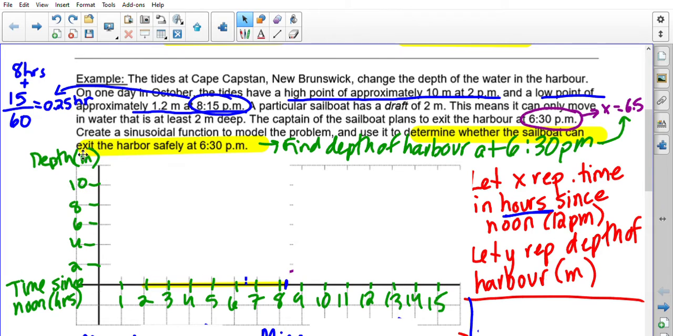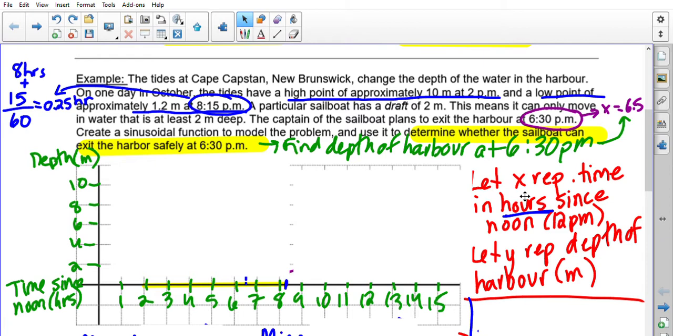So we're going to put depth on the y-axis here, okay? And I already know my max is 10, so that's why I knew to go up by here. So I went up by 2's. And then we're going to do time in hours since noon, okay? And we're just going up by 1's there.